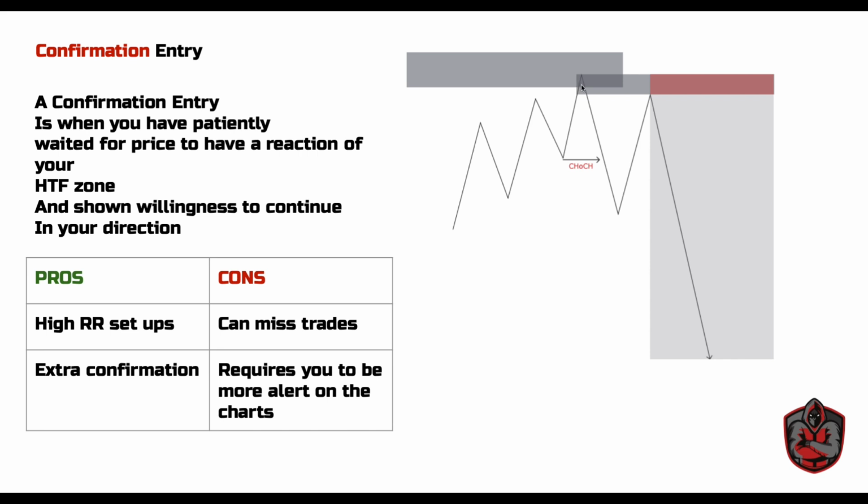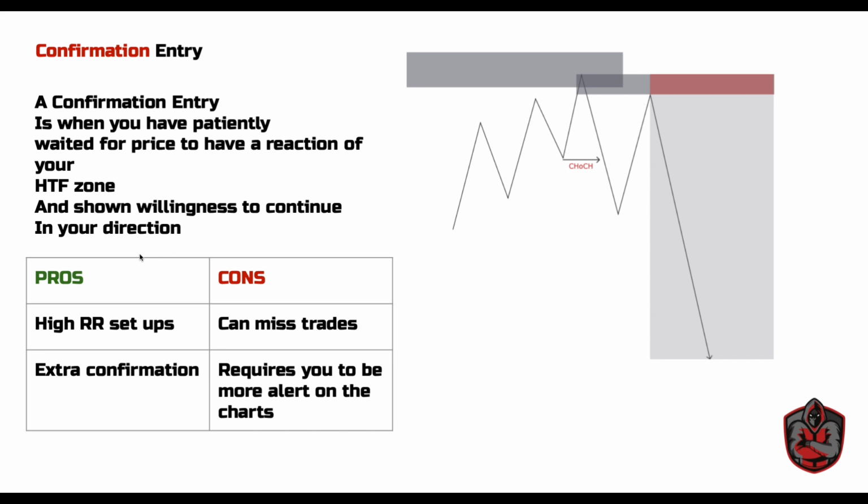Okay, so essentially what you're doing is waiting. Instead of going aggressive, you'll wait for that reaction. Once you get that reaction, you'll mark out your new areas of supply. You'll wait for that pullback and get in on that re-entry. Okay, that would be an example of a confirmation entry.